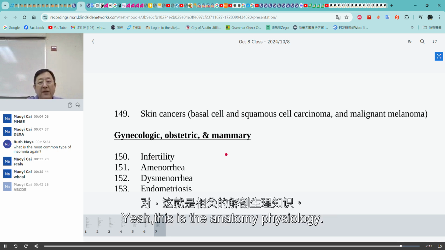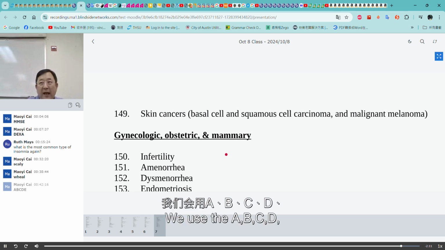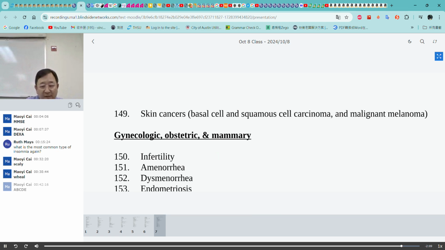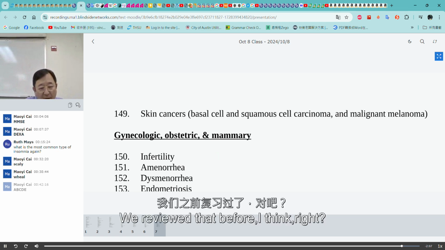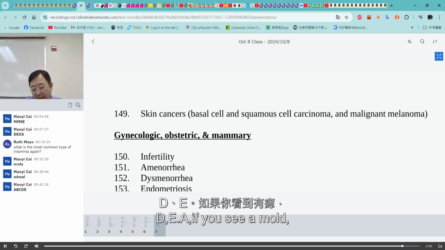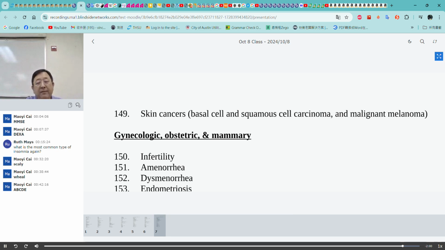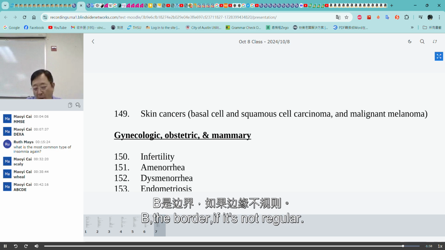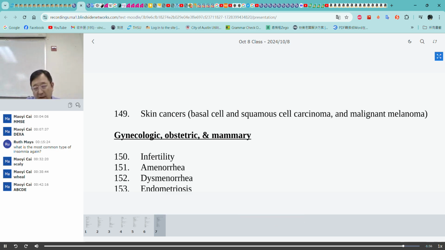That's why we have a way to screen skin moles. This is the anatomy and physiology we talk about, right? We use the A, B, C, D, E rules. We reviewed that before, I think. A: if you see a mole that is asymmetrical, not even. B: the border, if it's not regular.